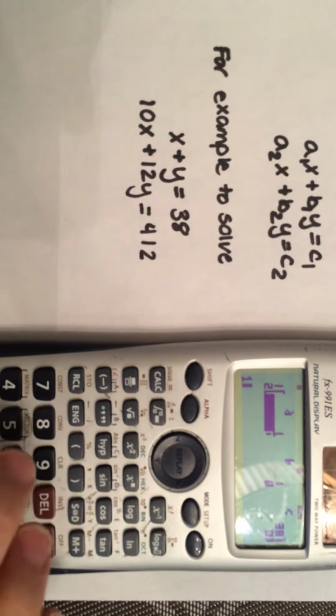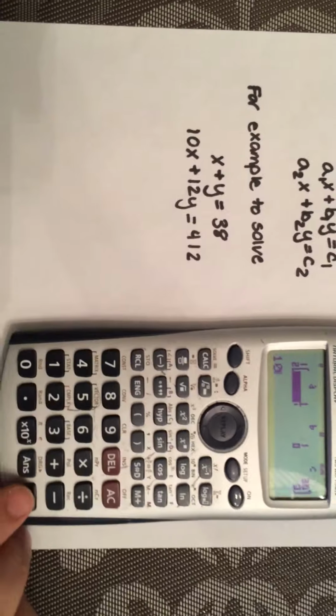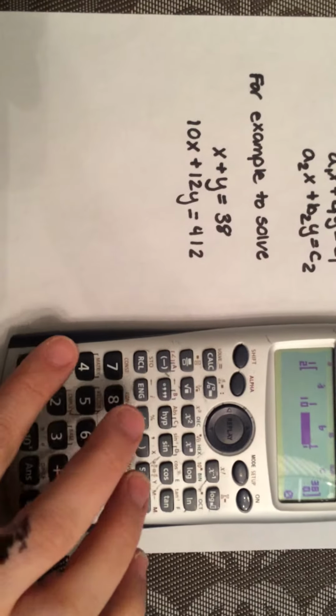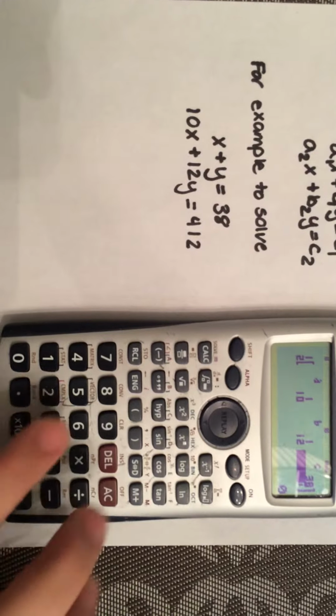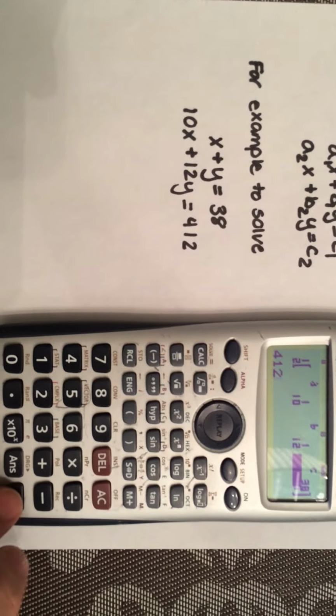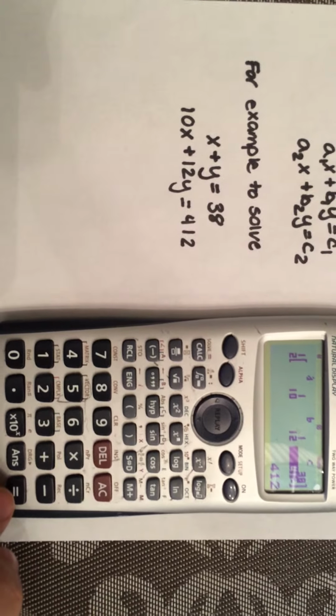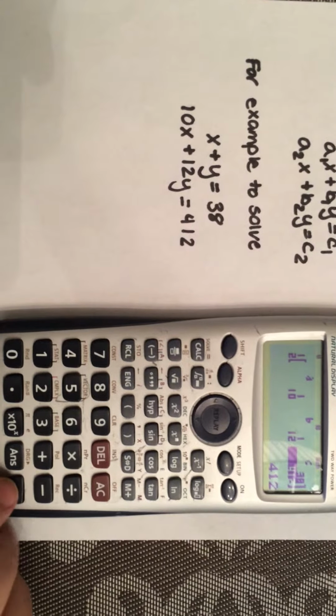Select 10. And then enter. 12. And then enter. And 412. And enter. You should see this on your screen.